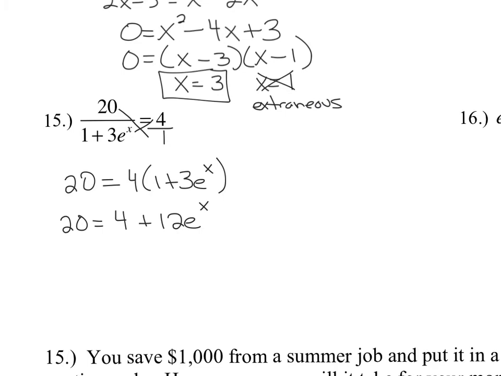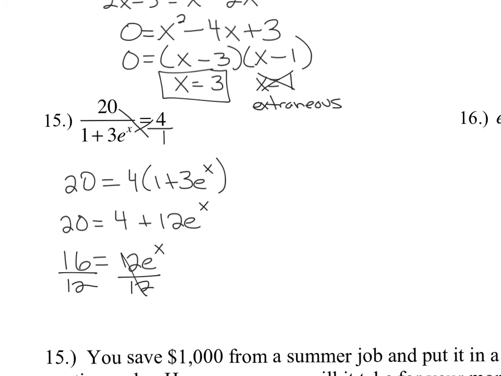Subtract 4, you get 16 equals 12e to the x. Now our goal here is to figure out what x is, which means that I need to use a logarithm because, well, x is in the exponent. But I also need to get e to the x by itself because you have to get the base by itself. So I'm going to divide both sides by 12.